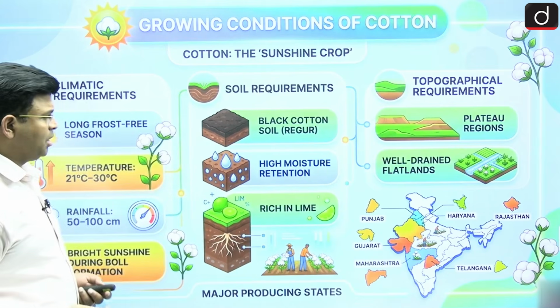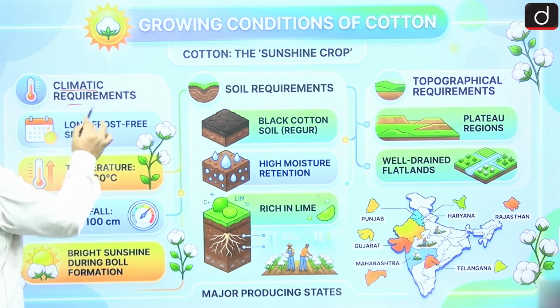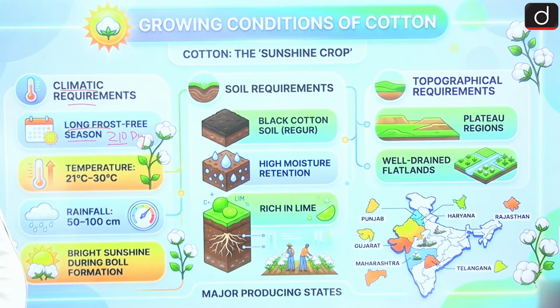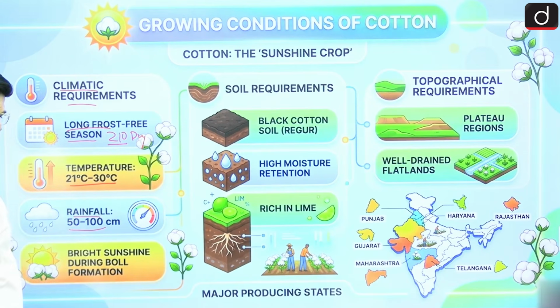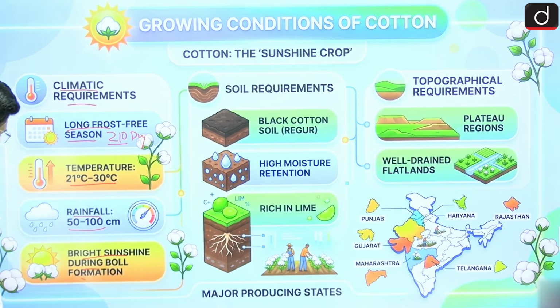So the climatic requirement is a long frost free season. It should be at least 210 days, or more, free from frost. Temperature 21 to 30, rainfall 50 to 100 centimeter, and bright sunshine during ball formation, where the cotton ball is coming out. At that time there should be bright sunshine.